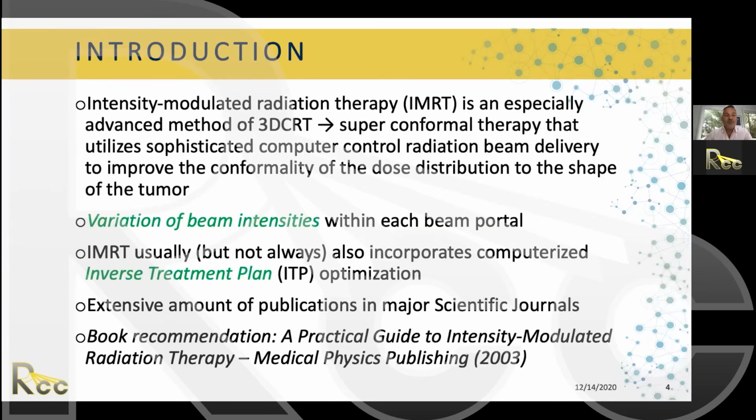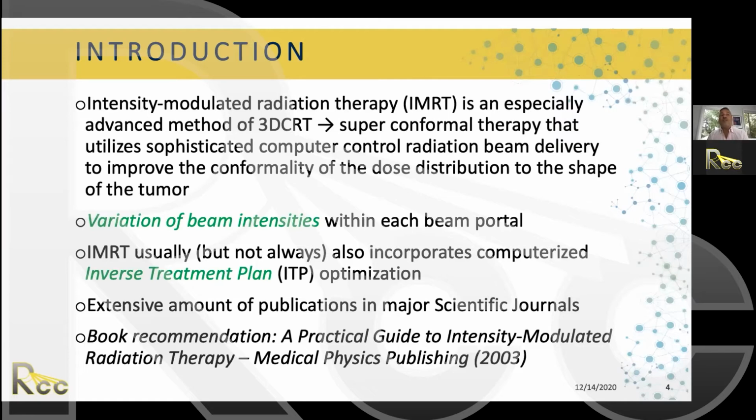So we're going to start with introducing the concept of IMRT. I'm sure you have heard a lot of talks already. Basically, we can say that IMRT is an advanced method of 3D. So you get super conformal therapy, and you use sophisticated computer-controlled radiation beam delivery to improve the conformality of the dose distribution to shape the tumor. With IMRT, you have a lot more degrees of freedom to shape the tumor better, be more conformal, and at the same time control the dose to the organs at risk more.